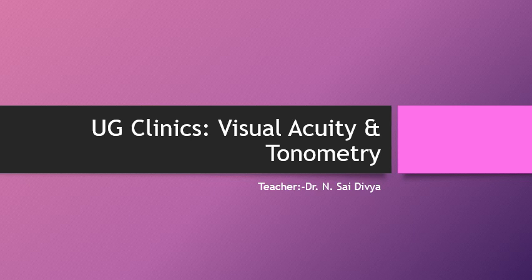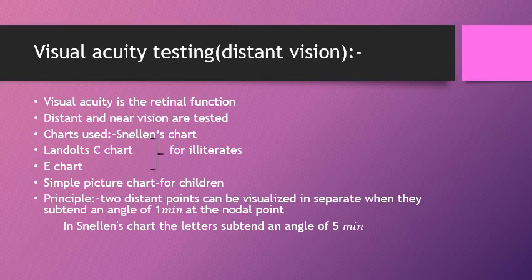Good morning. Today's UG Clinics is about visual acuity testing and tonometry. The visual acuity testing is usually done for distant vision and also for the near vision. Visual acuity is usually the retinal function, and in the distant vision we use charts such as Snellen's chart, Landolt's C chart, E chart, and simple picture chart. Landolt's C chart and E chart are usually for illiterates who come to the OPD, and the simple picture chart is for the children who come to the OPD.